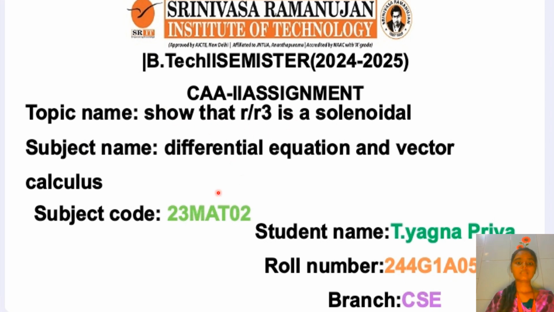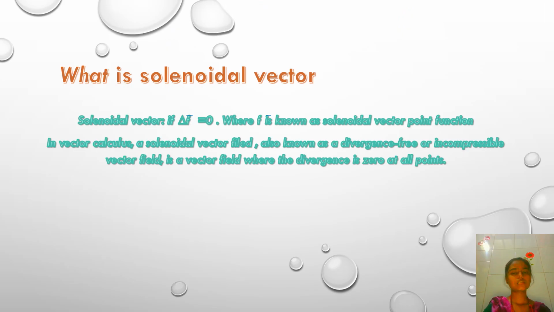Today, I'm here to discuss the topic of solenoidal vector. So, what is a solenoidal vector? A solenoidal vector means that if del dot f bar equals 0. When we find the divergence of f bar, and the answer becomes 0, then it is a solenoidal vector. If the condition is true, then it is a solenoidal vector, where f bar is known as the solenoidal vector point function.